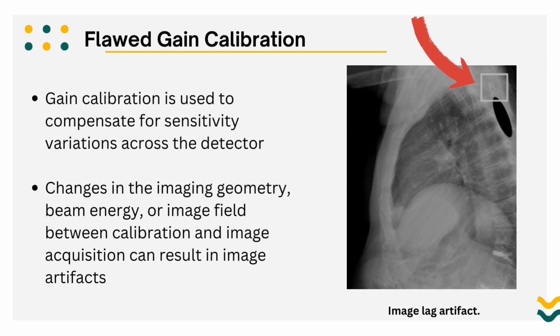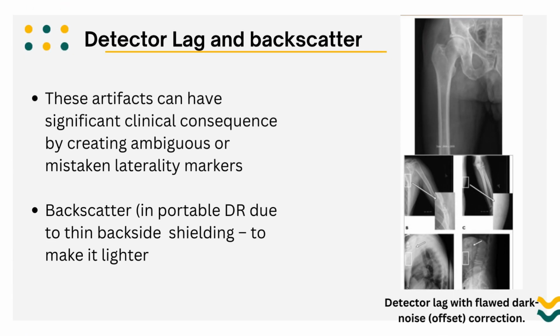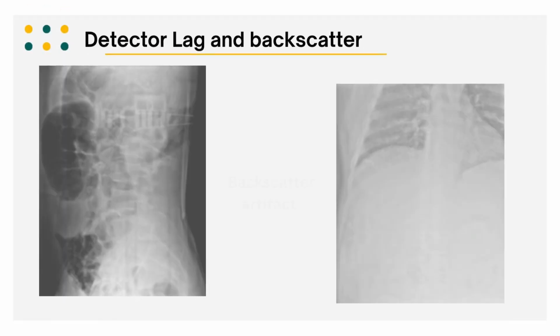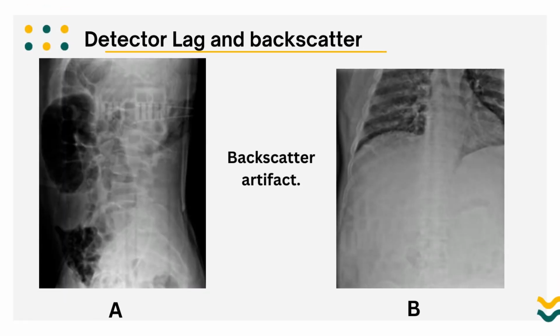Flawed gain calibration. Gain calibration is used to compensate for sensitivity variations across the detector. Changes in the imaging geometry, beam energy, or image field between calibration and image acquisition can result in image artifacts. Detector lag and backscatter. These artifacts can have significant clinical consequences by creating ambiguous or mistaken laterality markers.